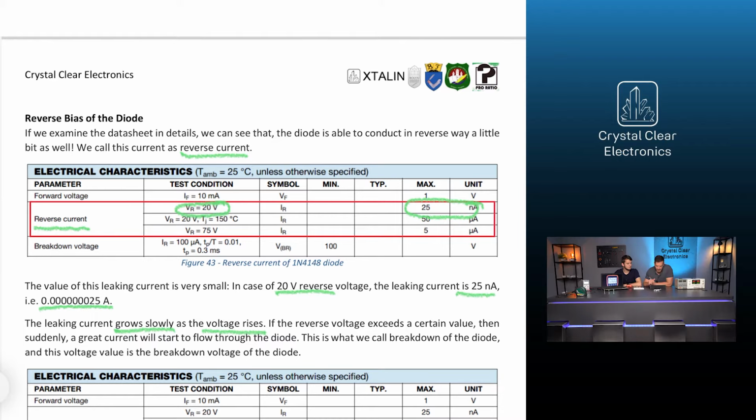This is what we call breakdown of the diode, and this voltage value is the breakdown voltage of the diode.